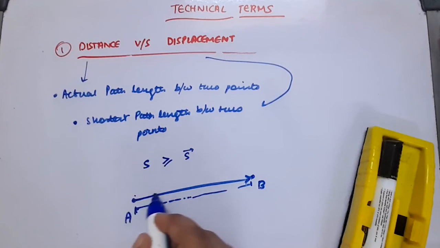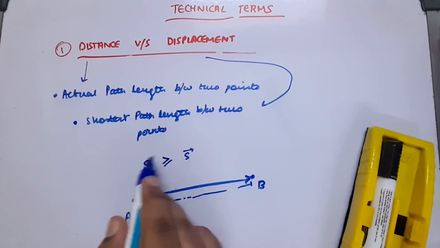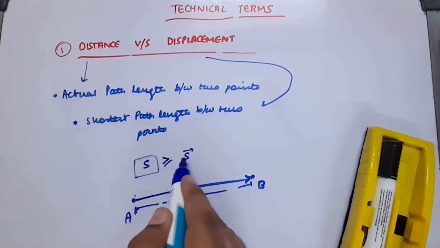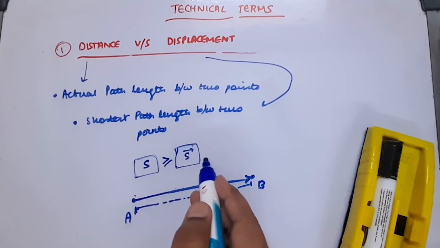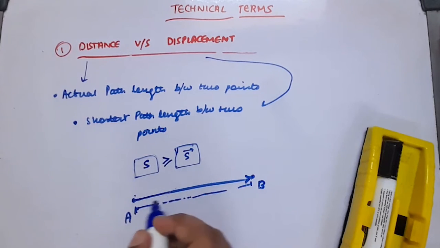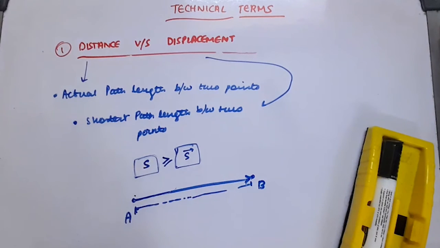This is because displacement is the shortest path. So the length of the shortest path is always less than the length of any other path. At most, the length of any other path can be equal to the length of the shortest path, or the length of the shortest path can be at most equal to the path which has been traversed by a body. So I think that settles the difference between distance and displacement.